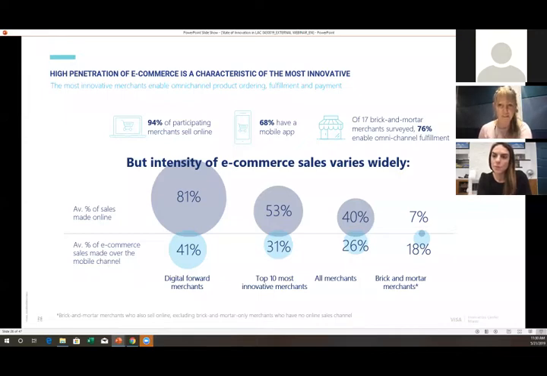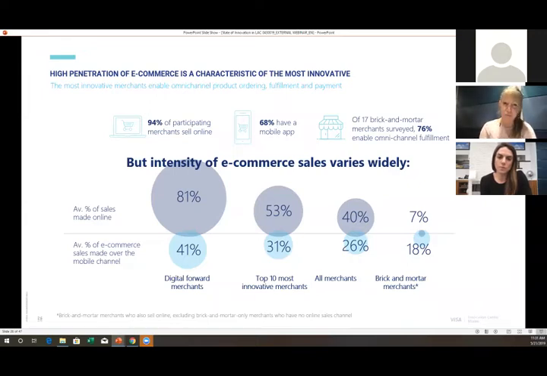And that's where we see 7% of our retailers' sales are made online. That's a very key statistic that a lot of us try to look to in Latin America. And then we also see a clear differentiation in the percent of those online sales that are conducted over the mobile channel. For our traditional retailers, 18% of their e-commerce sales are made over the mobile channel, compared to 41% for digital forward companies.